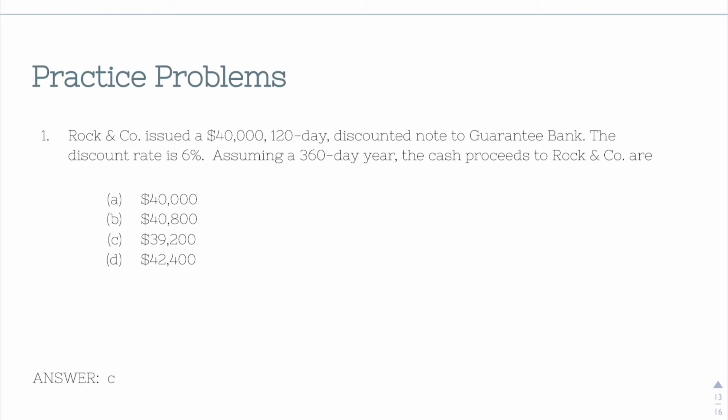Okay, so this deals with a discounted note. It says Rock & Co. issued a $40,000 120-day discounted note to Guarantee Bank, and the discount rate is 6%, and we're assuming a 360-day year. What are the cash proceeds to Rock & Co.? So if we remember, the proceeds are equal to the face value minus the discount. So first we have to calculate the discount.